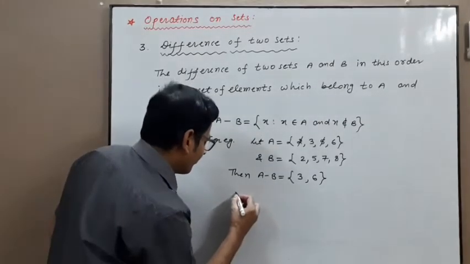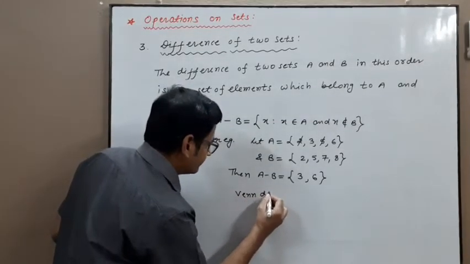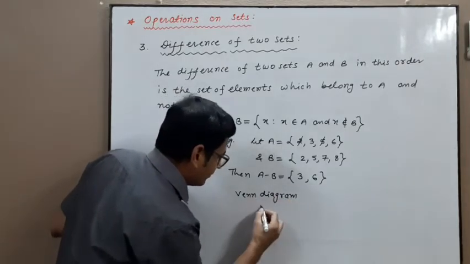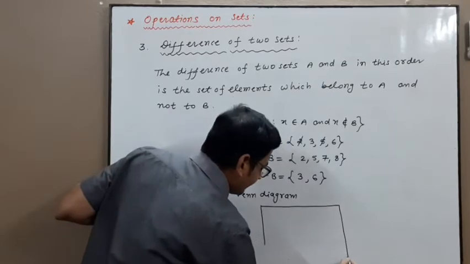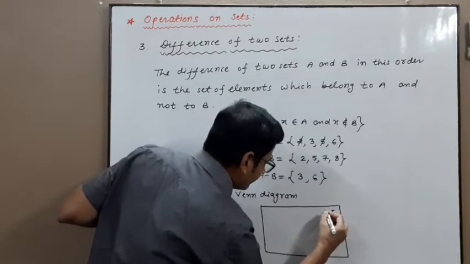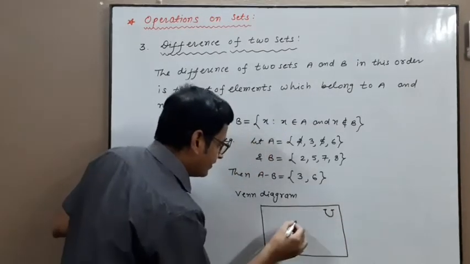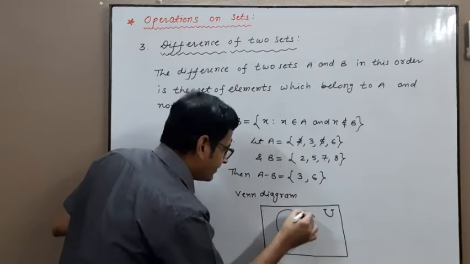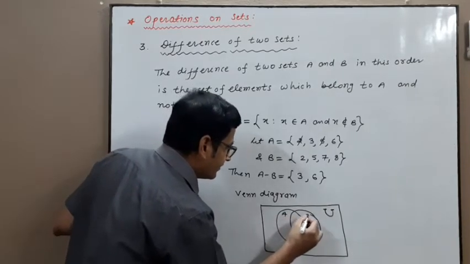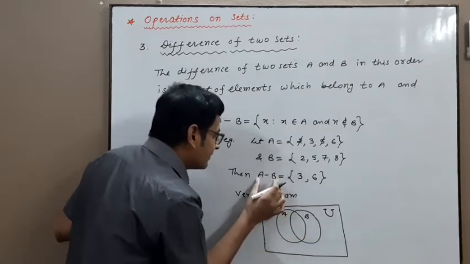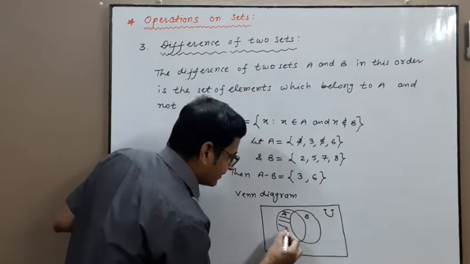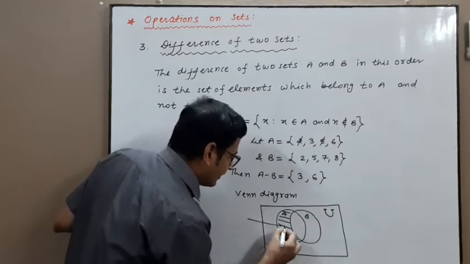Venn diagram. For the universal set, we take a rectangle denoted by U. Inside the rectangle, set A and set B. This is set A and this is set B. A minus B means only A, so this portion represents only A.